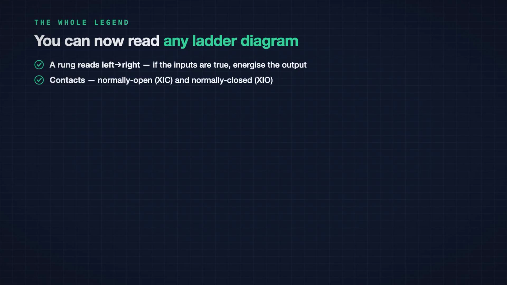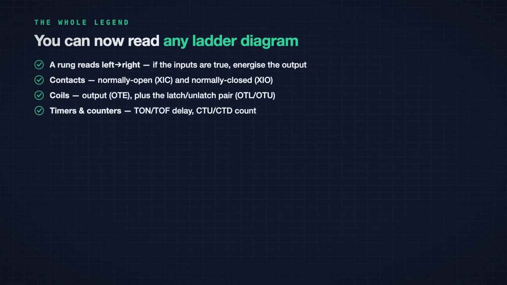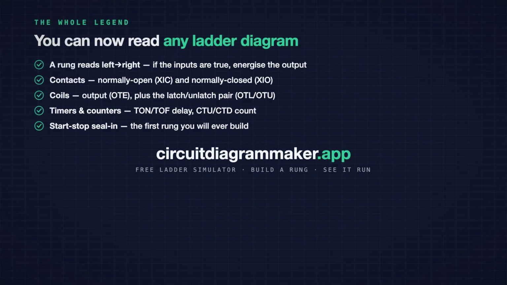Contacts are your inputs. Normally open passes power when its input is on, normally closed passes until its input comes on. Coils are your outputs. The plain coil follows the rung, and a latch and unlatch pair remembers on and off. Timers add delay. On delay waits, off delay lingers. Counters count events, up to a target or down to 0. And the start-stop seal-in ties it all together into the first rung you will ever build. Learn these ladder logic diagram symbols once, then go read a real program.